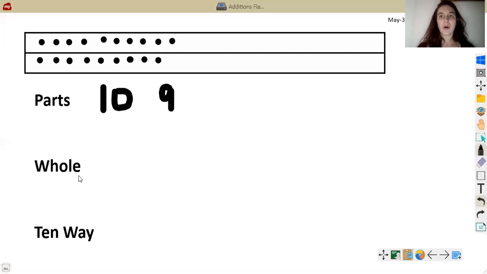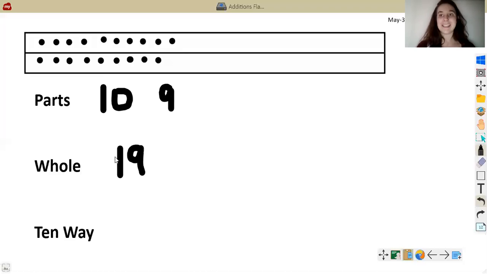Now, what is the whole? Go ahead and share out loud what the whole is. Now remember, the whole is all of the circles together. That is 19. Now you can get 19 a few different strategies that we've learned this module. You can count from 10, 11, 12, 13, 14, 15, 16, 17, 18, 19, or you can use the hide 0, which if I were to take this 9 and cover my 0 with it, I would see that my whole is 19.